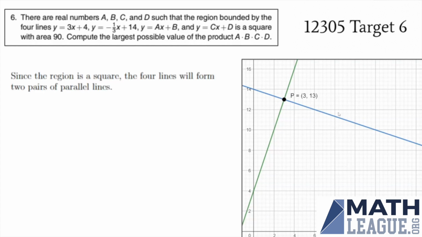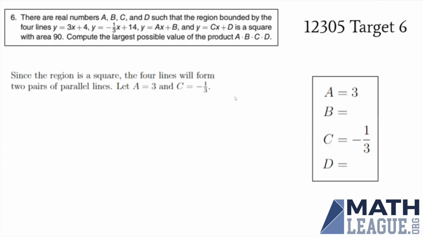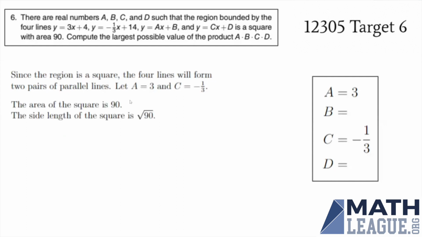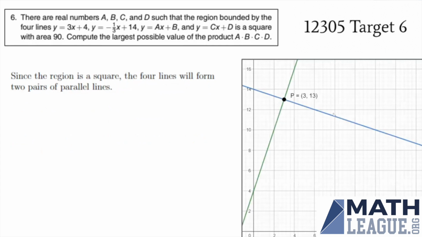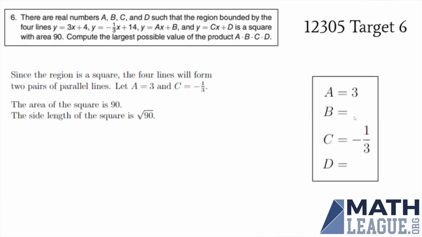Without loss of generality, we can just say that A is 3 and C is -1/3. Now we just want to find what B and D are. Since the area of the square is 90, the side length of the square is square root 90. If we let Q be the second point on the green line, so Q will be somewhere on the green line, not on the blue, then it will satisfy the equation y equals 3x plus 4.